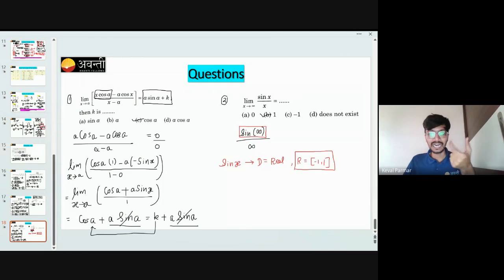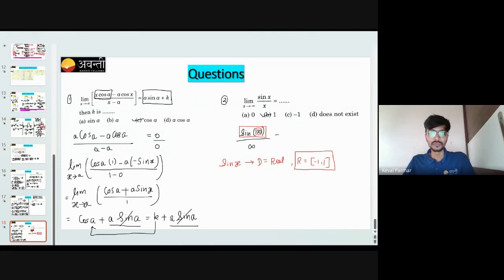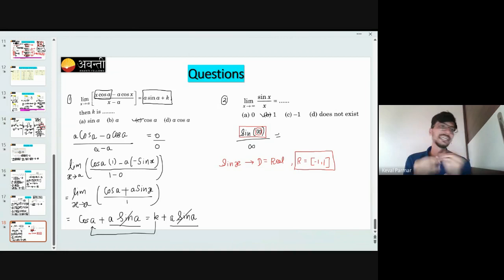So here, what did I substitute? Infinity. Suppose you don't know the value of sin infinity. I agree, I also don't know. But I can definitely say it will be between -1 and 1, because that is the range of sin x. And so it is -1 to 1 upon infinity. You can take any value between -1 and 1, let's say 0, 0.1, 0.2, -0.1, -0.2. But in the denominator, it is infinity.